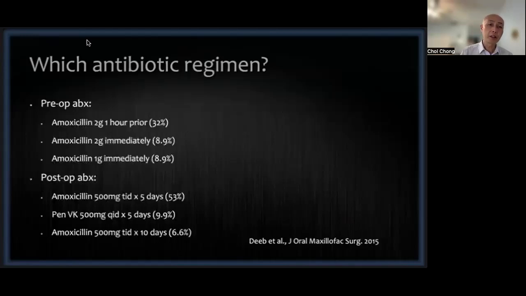And the antibiotic regimens that were most common were the use of 2 grams of amoxicillin, either 1 hour prior or immediately prior to the implant placement. And for the post-op antibiotic use, typically it was amoxicillin 500 milligrams 3 times a day for 5 to 10 days, which was the most commonly used antibiotic regimen.